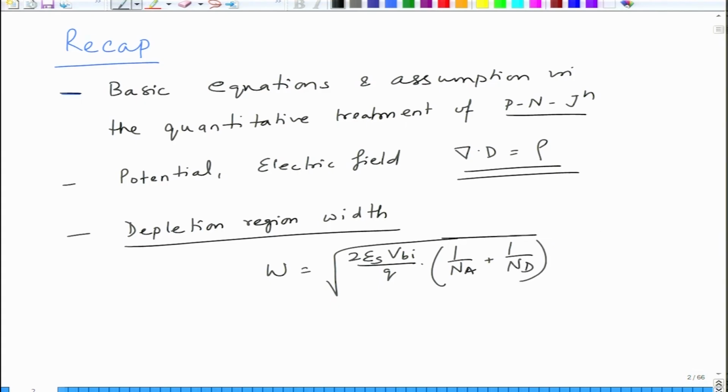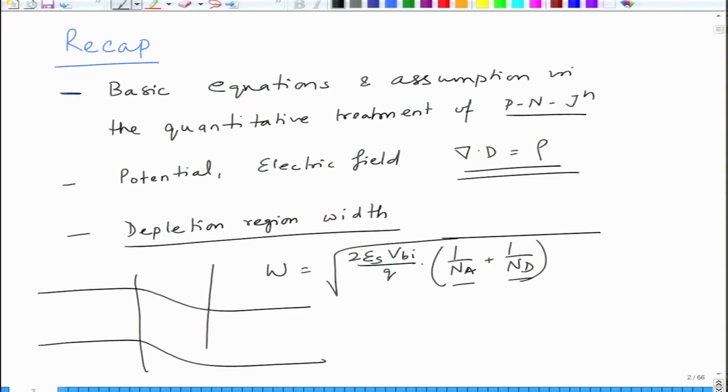This equation tells you very clearly that if your Na or Nd go up, the W goes down, which means in a p-n junction the depletion region becomes narrow. So this is W. It shrinks if the semiconductors are heavily doped, or it expands when the semiconductors are lightly doped.